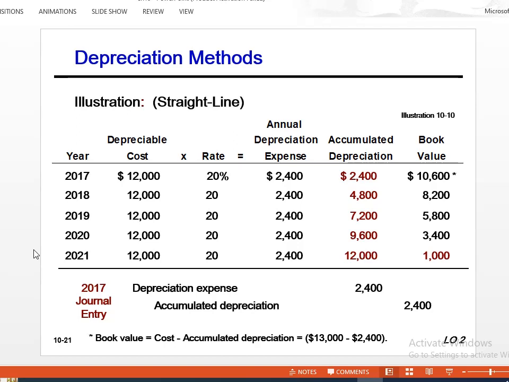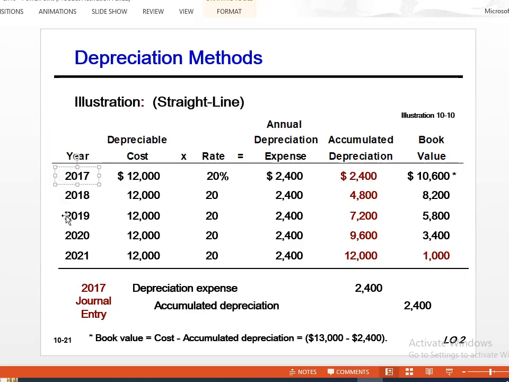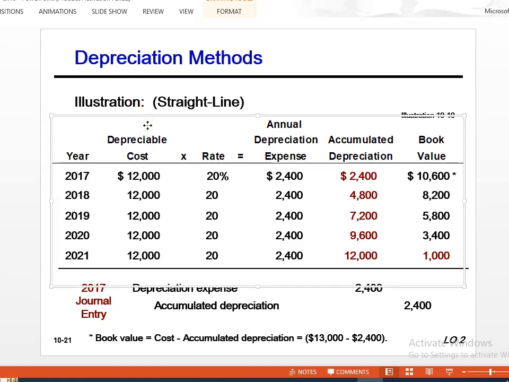We can also do it with the help of the rate. So how do you calculate it with the help of the rate? So look here, we have 5 years. We purchased this asset on 2017 January 1st. So this asset stays with us for 2017. It stayed with us for 2018, 19, 20 and 21. So these are 5 years. Depreciable cost, we just calculated cost minus salvage value, so it was 12,000, right? Every year depreciable cost remains the same.